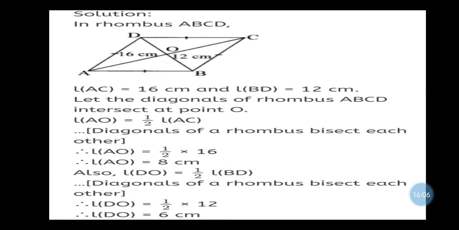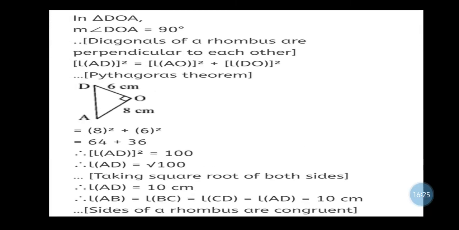Similarly, length DO is half of length BD as diagonals of rhombus bisect each other. Therefore, length DO is equal to half into 12. That is, half of 12 is 6 centimeter. Therefore, length DO is 6 centimeter. Now we will be taking this triangle from the diagram. I have taken half of the part, that is the triangle.